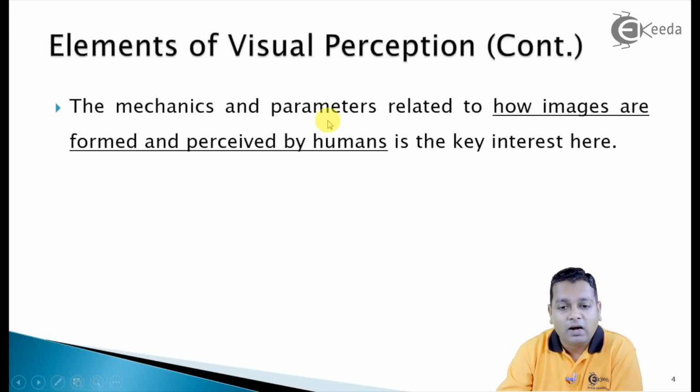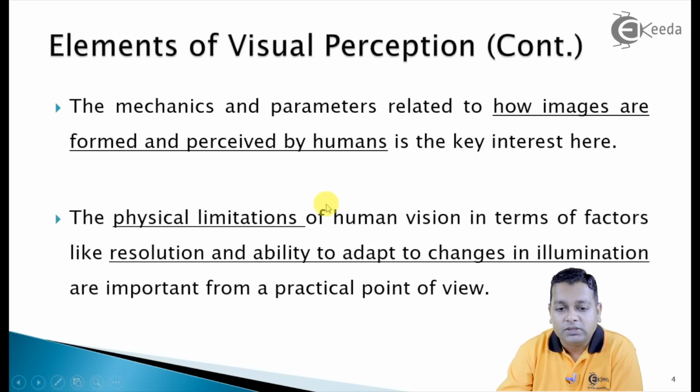The mechanics and parameters related to how images are formed and perceived by humans are the key interest of our time here. The physical limitations of human vision in terms of factors like resolution and the ability to adapt to changes in illumination are important from a practical point of view also. So now we begin with the human visual system.